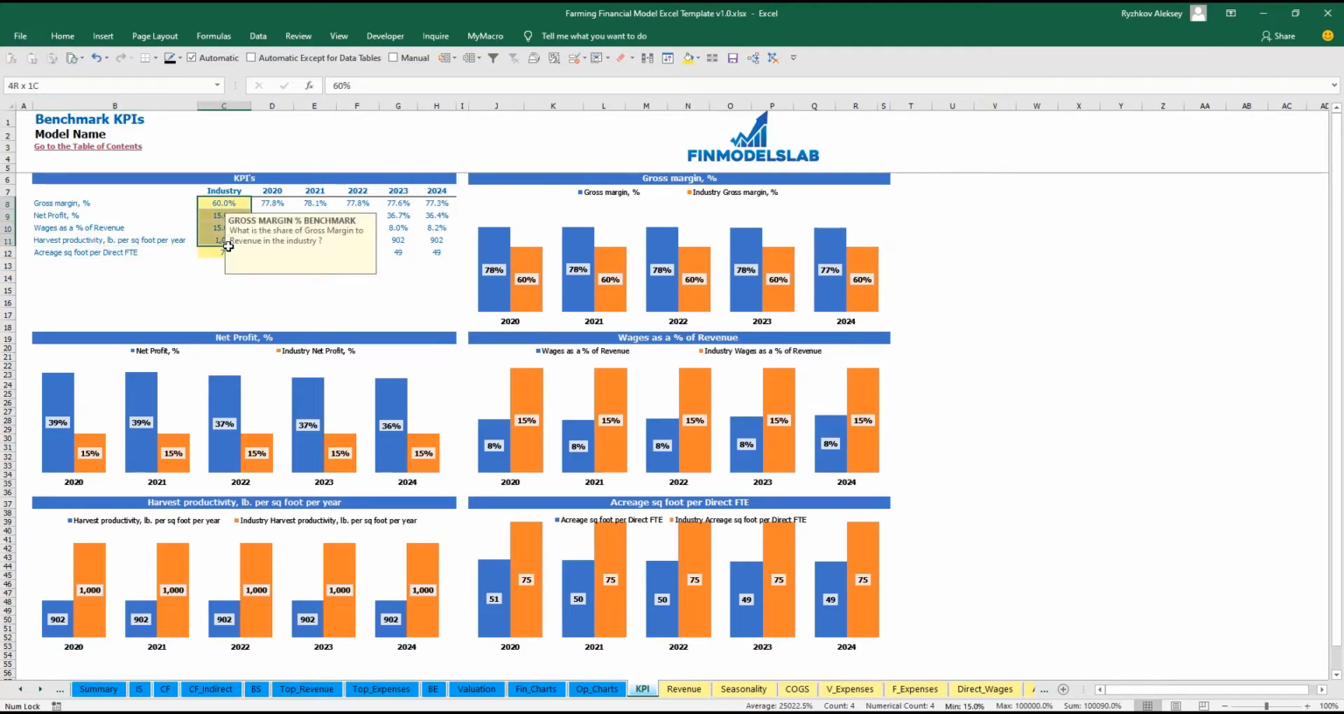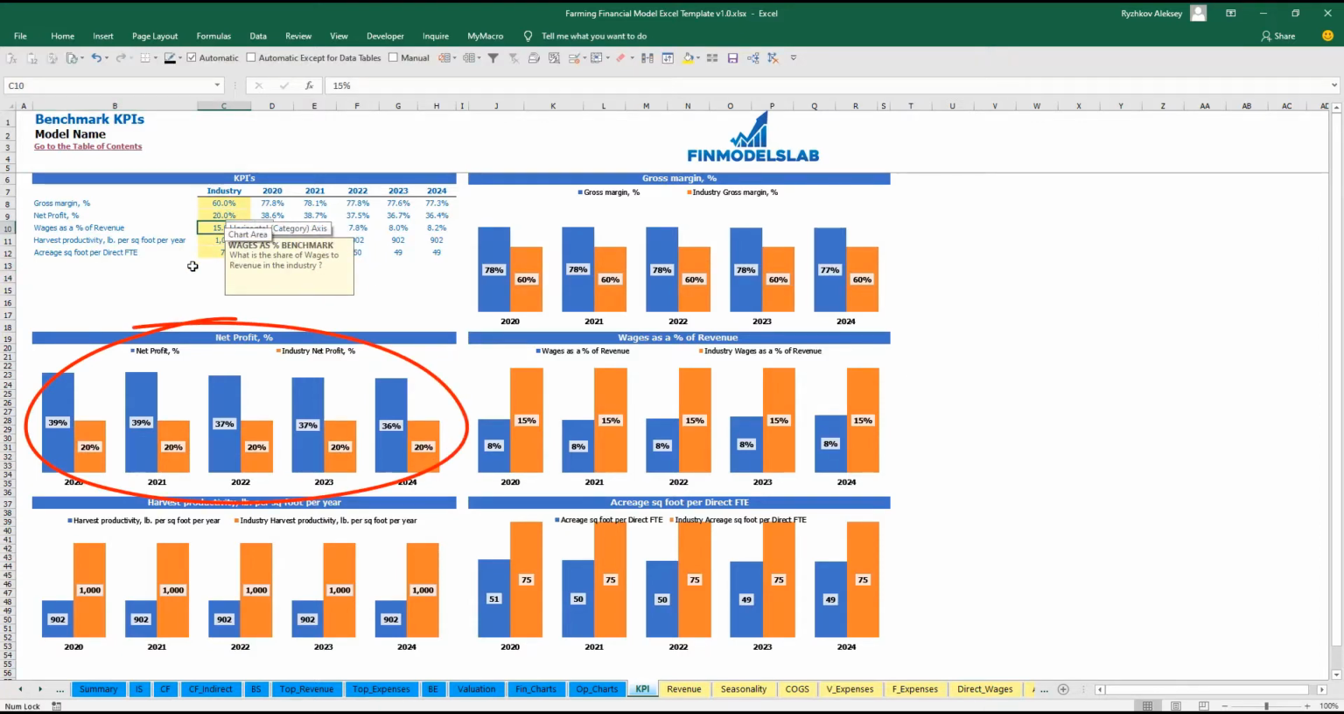All these yellow cells, which are industry KPIs, are changeable. Net profit can be 20%, for example, for your industry, for your country. And to the right of these yellow cells, you may see the values calculated by the model, driven by assumptions you inputted before on the revenue, expenses, and wages steps.